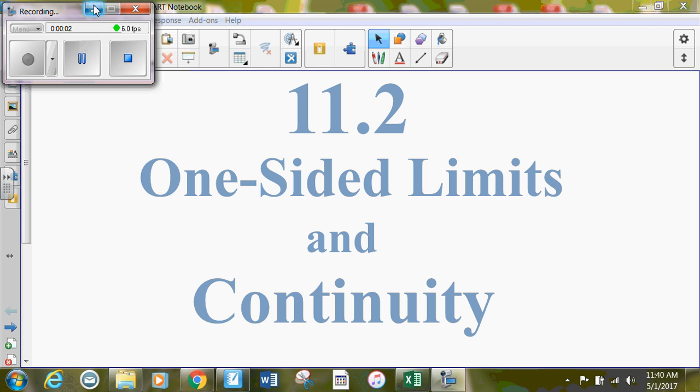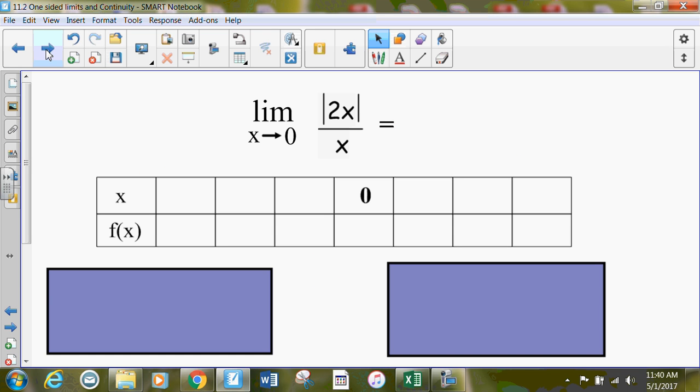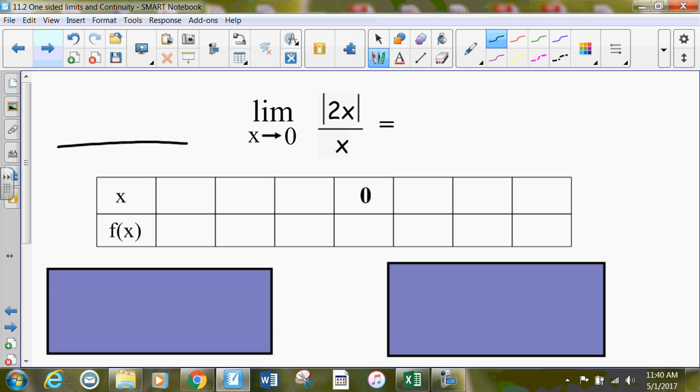Okay, here we go. 11.2, one-sided limits and continuity. Two different topics in one lesson. All right, so this looks familiar. We've done limit problems numerically by doing a table, and so we're going to revisit this in order to link to something new. So coming from the left side, as I get closer and closer to 0, let's think.